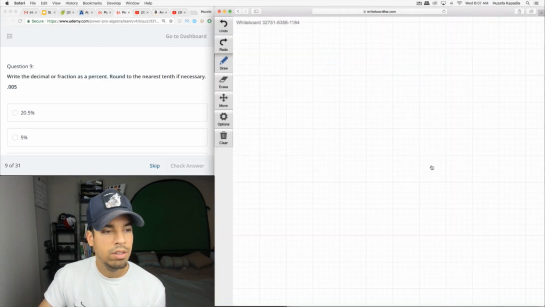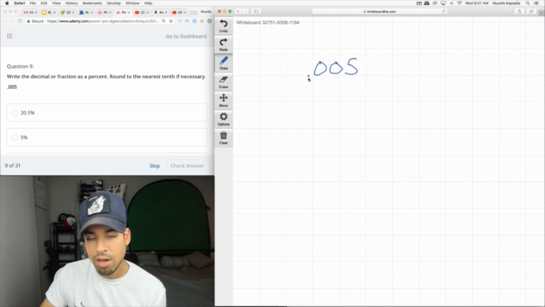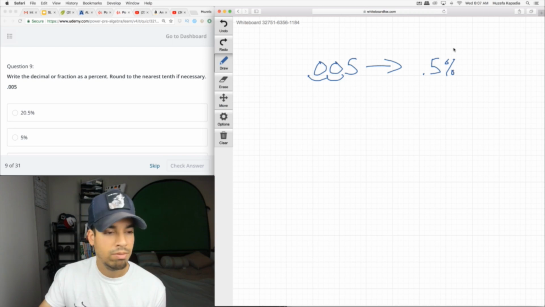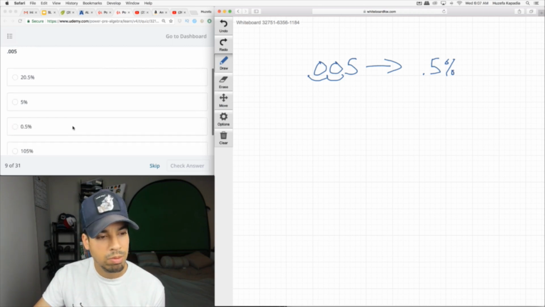Same one here, but look, don't get thrown by the zeros. It's the exact same principle. 1, 2. So the answer is 0.5%, not 5%, 0.5%. So be very mindful of decimal placement.